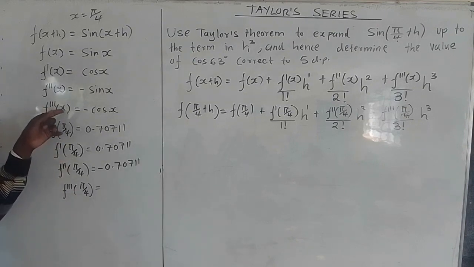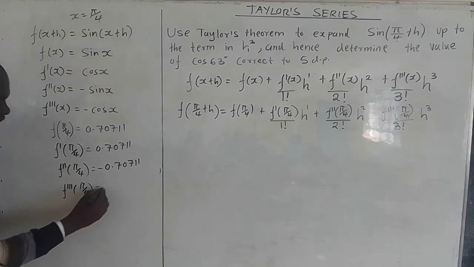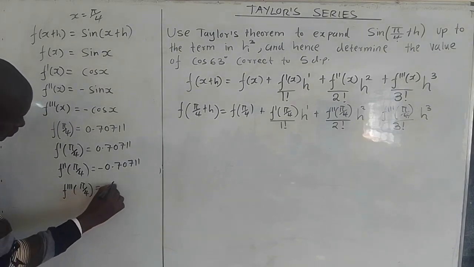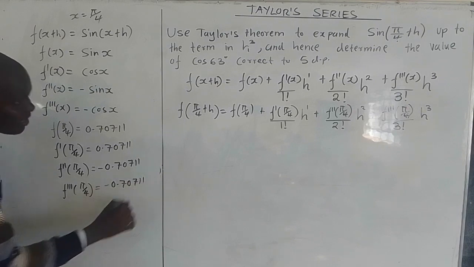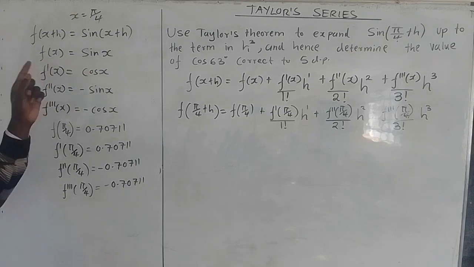Where there is x, you put pi over 4, isn't it? So you have negative cos pi over 4, isn't it? Then you get negative 0.7011. Are we together? Yes.